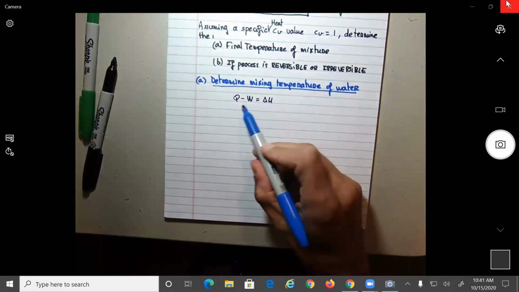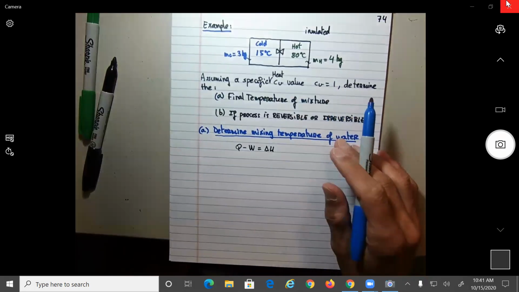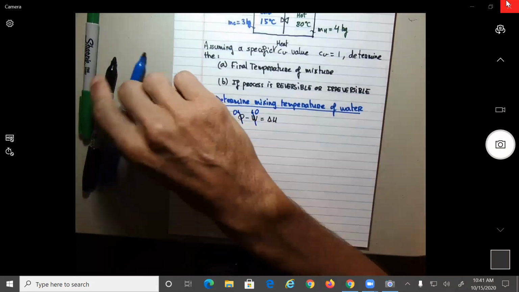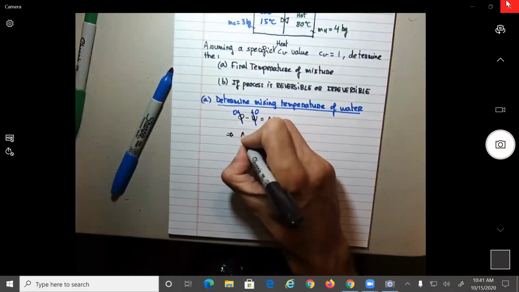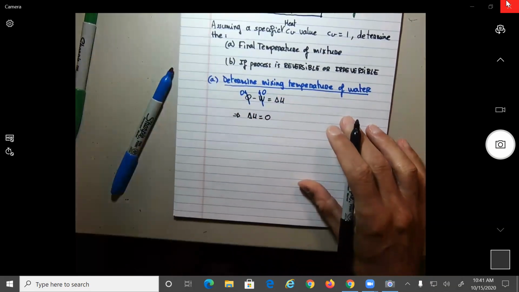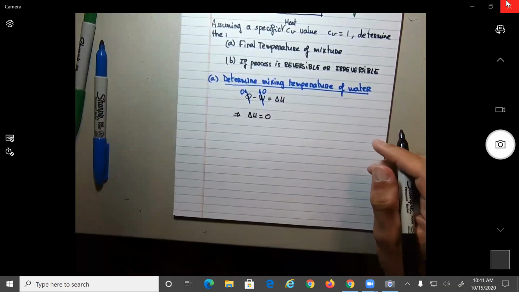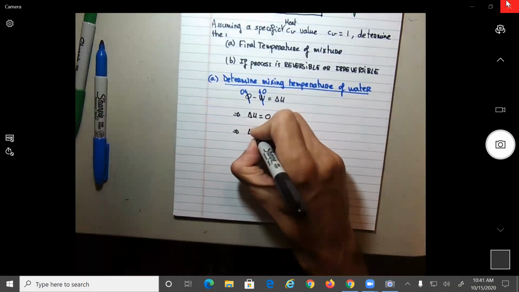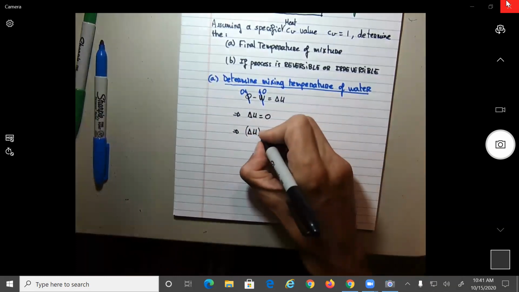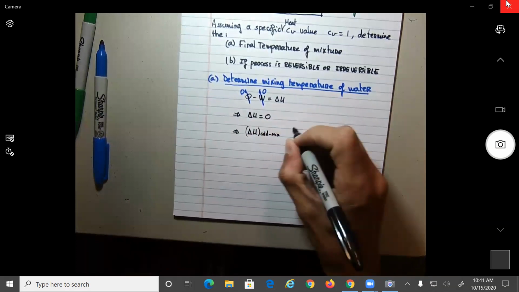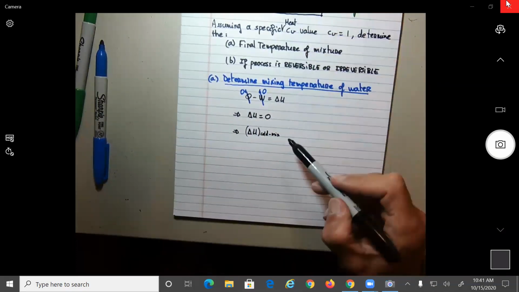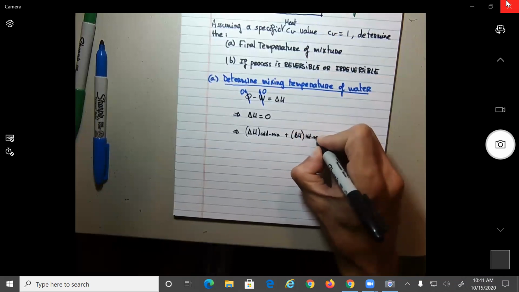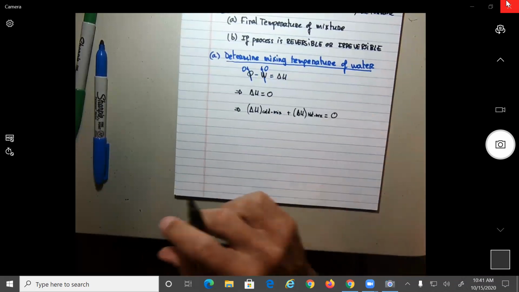So over here, is there any heat being added to the system? No. Is there any work? No. So basically that means that the change in energy here must be equal to 0. Now this means that you have the change of internal energy of the cold to the final temperature of the mixture, plus the one of the hot to the mixture, equal to 0.